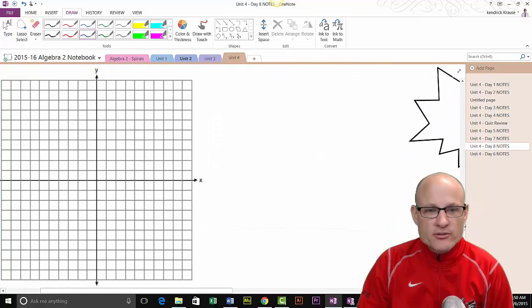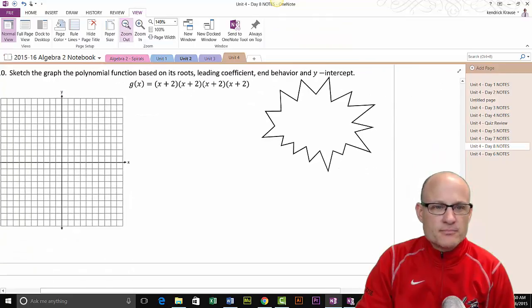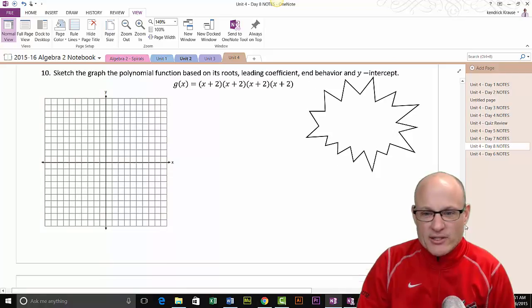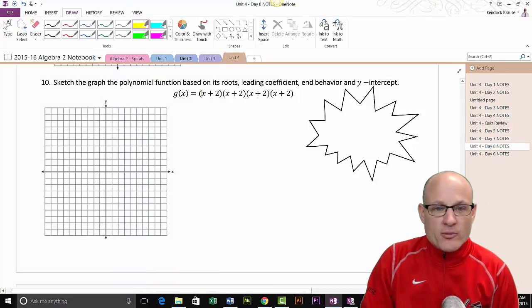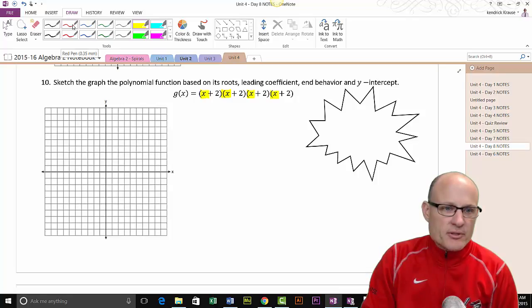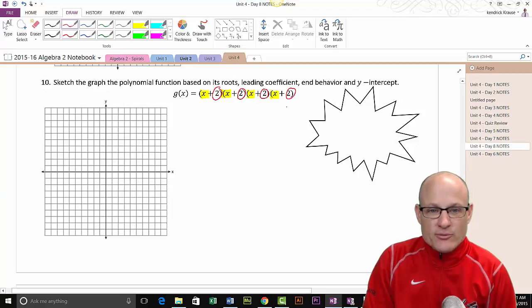Oops, can't see this one too much. Let me unblow this up so I can see what's going on here. All right, so we're going to do this one based on end behavior, y-intercept. So the y-intercept, let's think about this. First of all, it is going to be a 4th degree polynomial. This is going to get multiplied by this, is going to get multiplied by this, is going to get multiplied by this. Agreed? So it's going to be a 4th degree polynomial. The y-intercept is going to be these things multiplied together. So that's 2 times 2 times 2 times 2, which is 16.